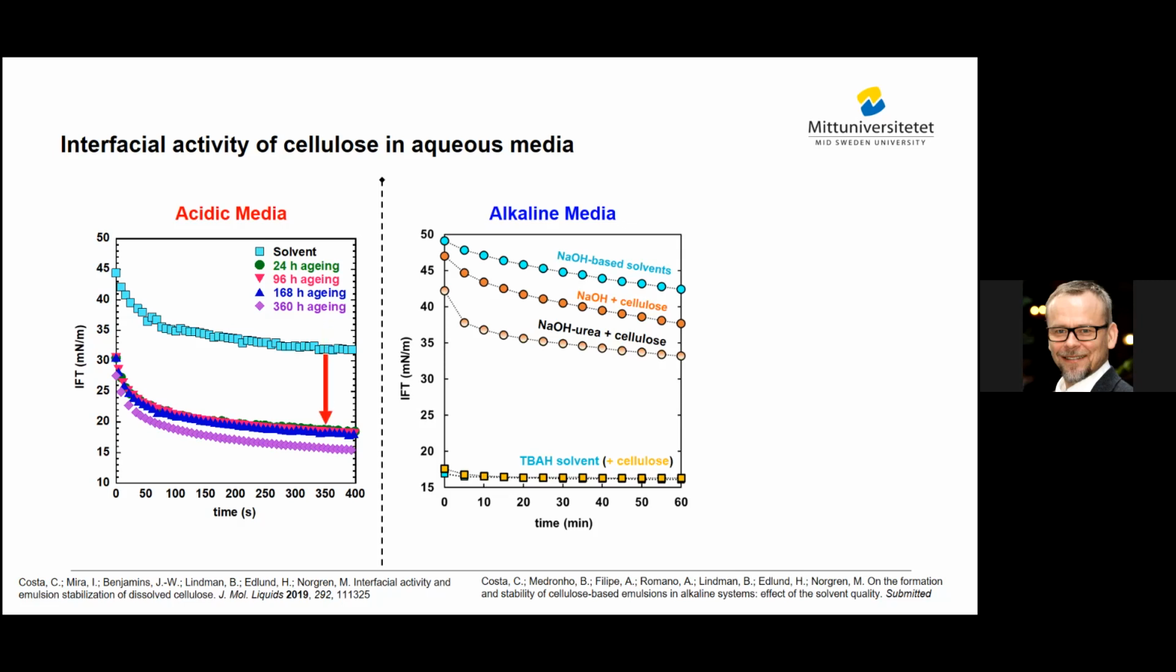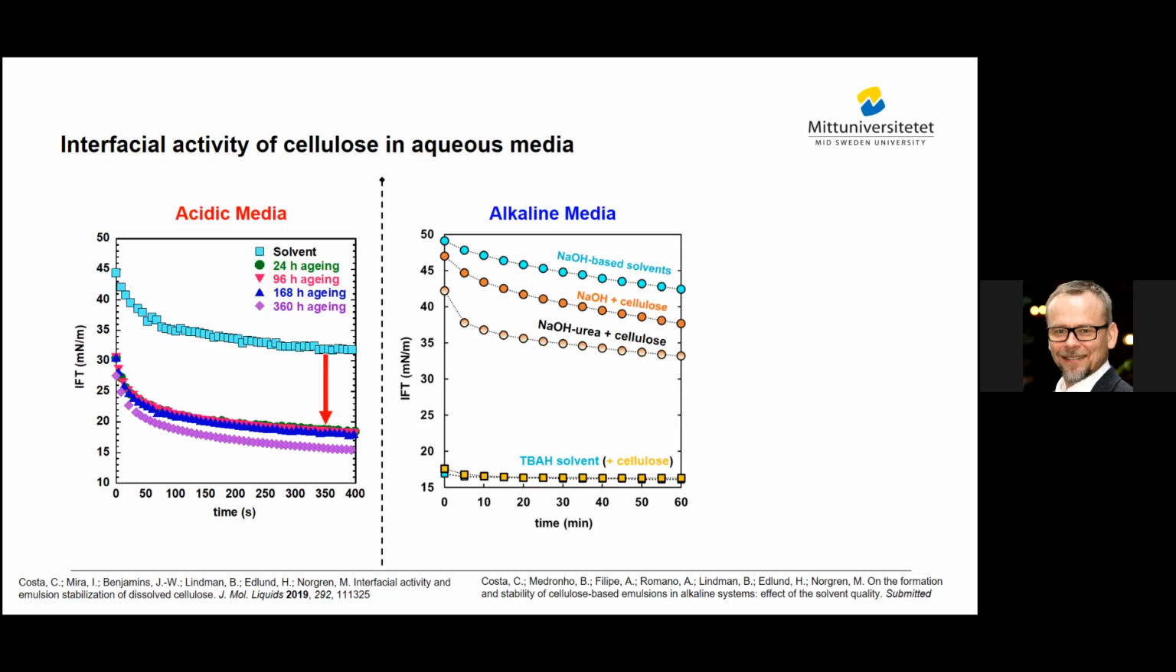If you go to another media, the alkaline media, it's a bit more tricky. So we have used sodium hydroxide-based solvents here. And there is another zero line, you could say, for the solvent itself when it comes to the interfacial tension. It's also another method of measuring here. It's a Wilhelmy plate here and a pendant drop in this case. And then if you put in cellulose in sodium hydroxide, you can see it reduces significantly. So you can see here, also here cellulose shows its amphiphilic character.